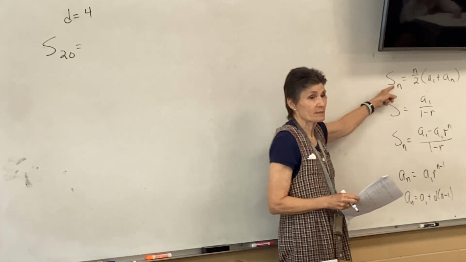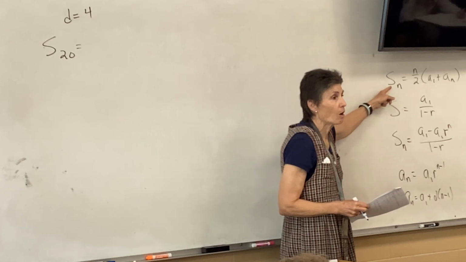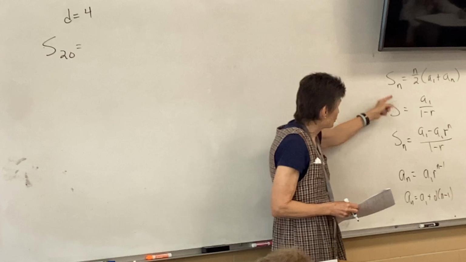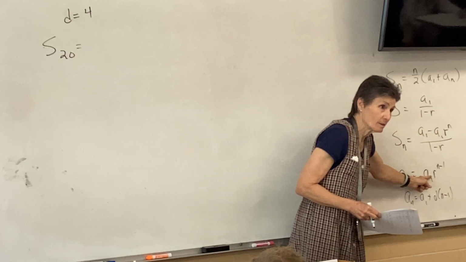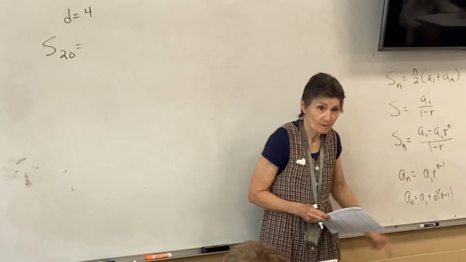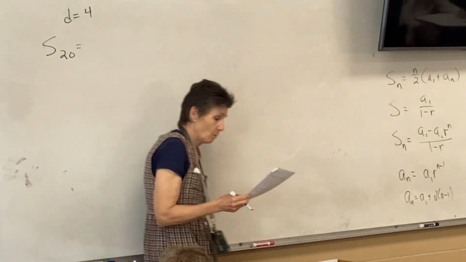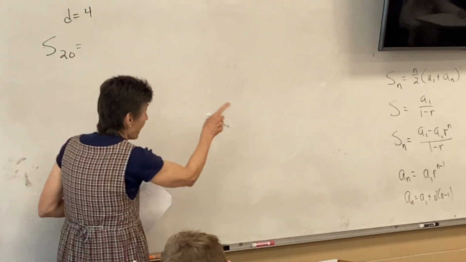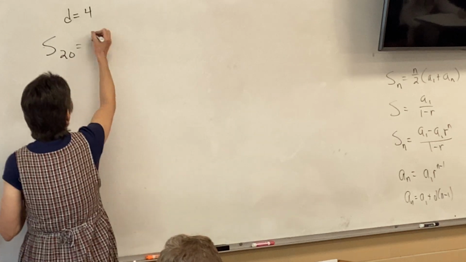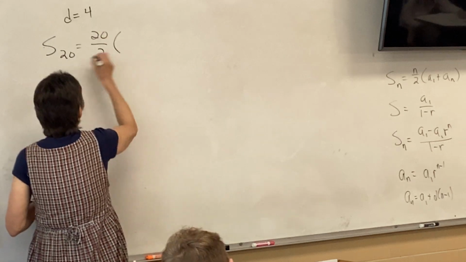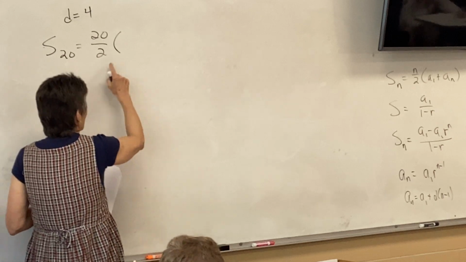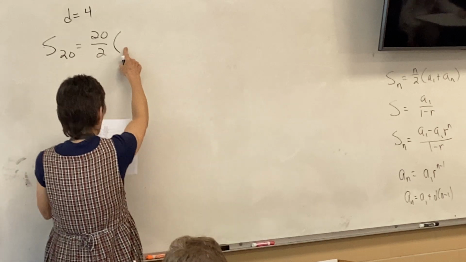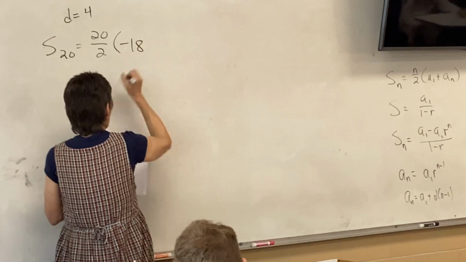How do you know it's arithmetic? It doesn't have an R. Remember, if it's geometric, it's going to have an R. If it doesn't have an R, then it's arithmetic. Okay, so I'm using that top formula. I know n is 20, S sub n is 20. I know my first term is negative 18.